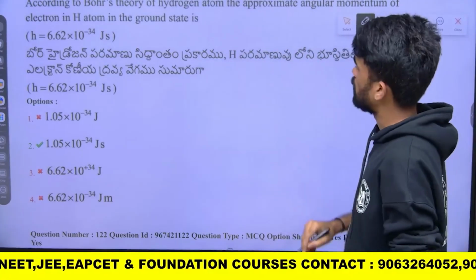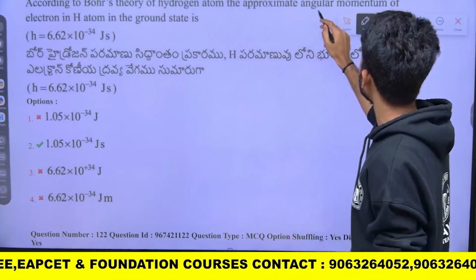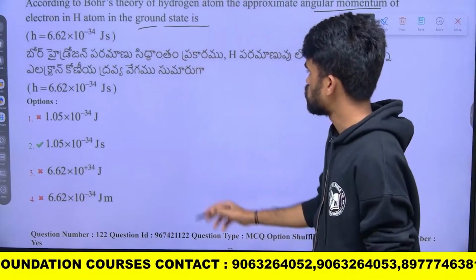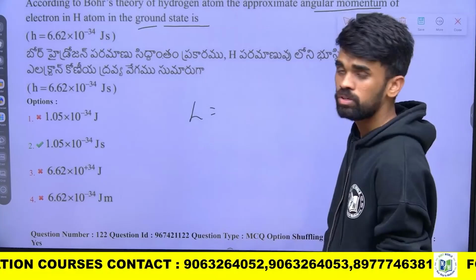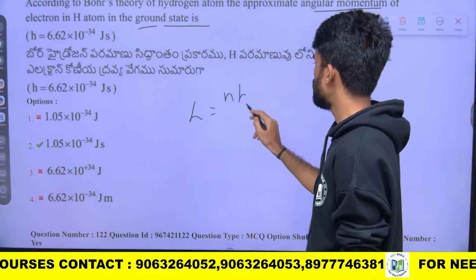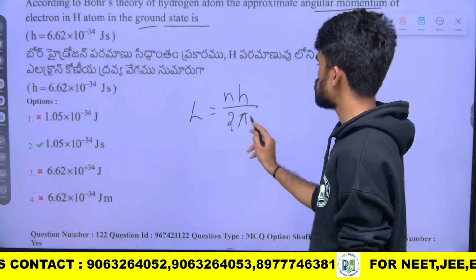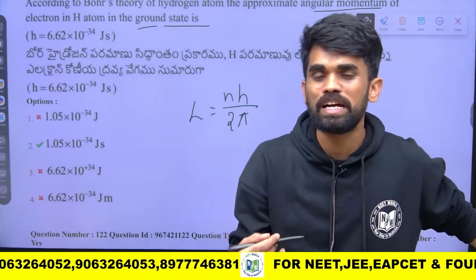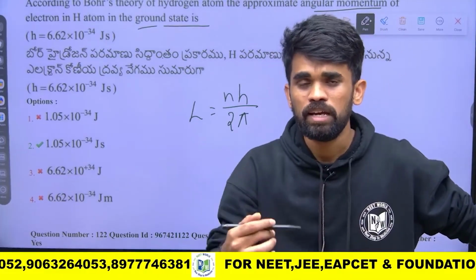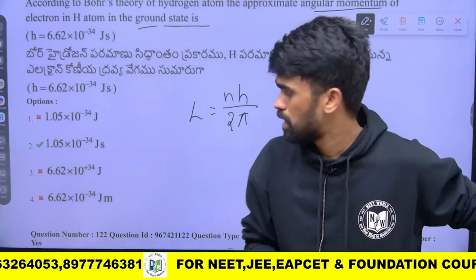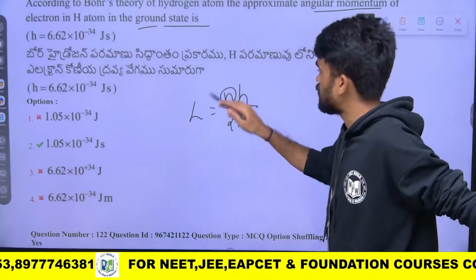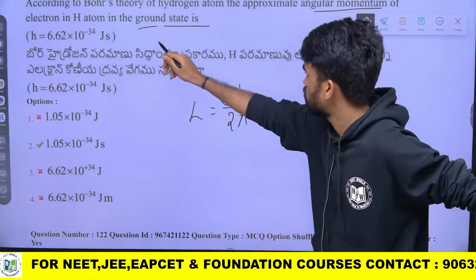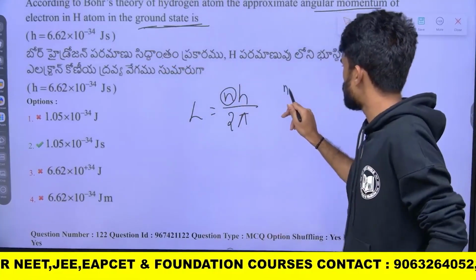According to the Bohr model, we need to calculate the angular momentum. How can we do it for a hydrogen atom in the ground state? Angular momentum L equals nh by 2 pi. Only those orbits are allowed in which the angular momentum is an integral multiple of h by 2 pi. Here n represents the energy level or shell number. Since they are saying ground state, n equals 1.